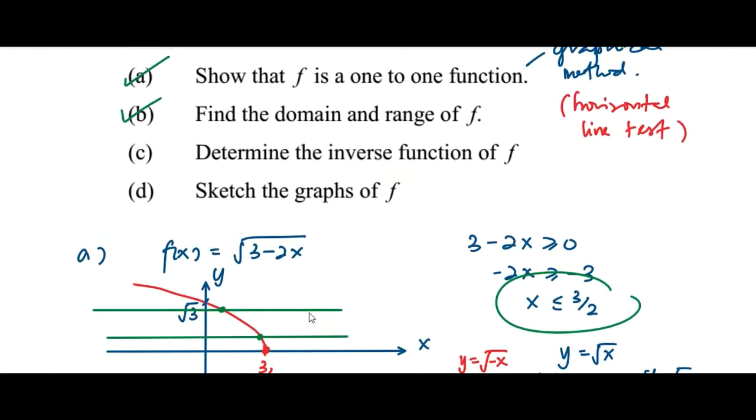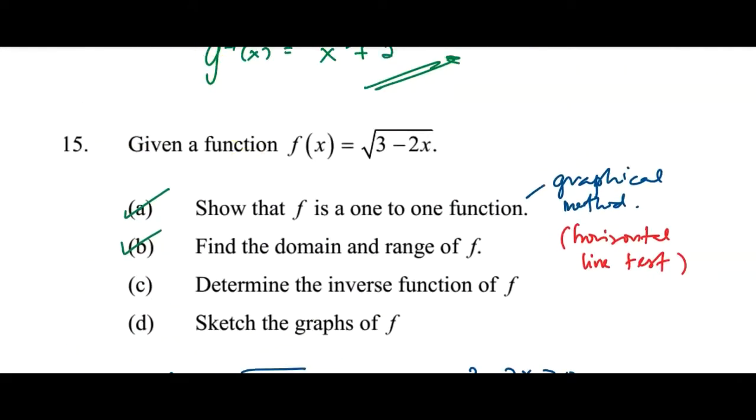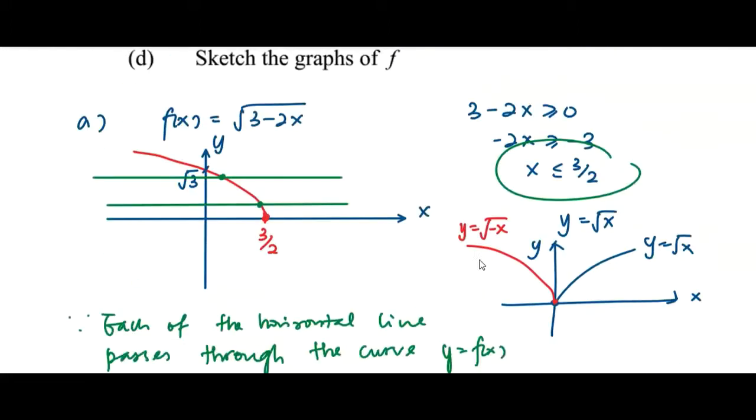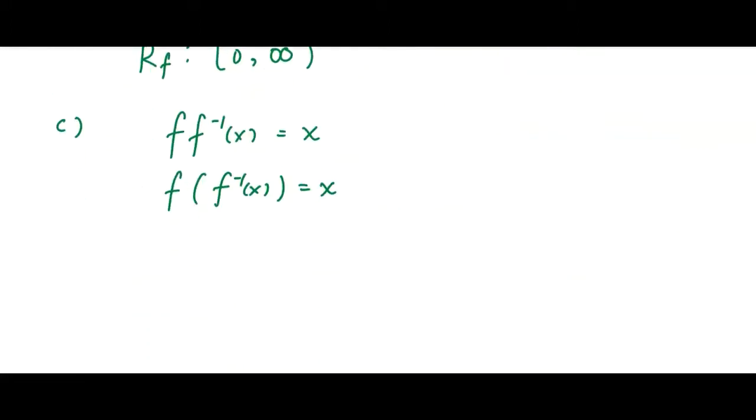Meaning that your x here will be replaced by f inverse. The same thing over this x. So your f inverse will become square root of 3 minus 2 f inverse. This is equals to x.